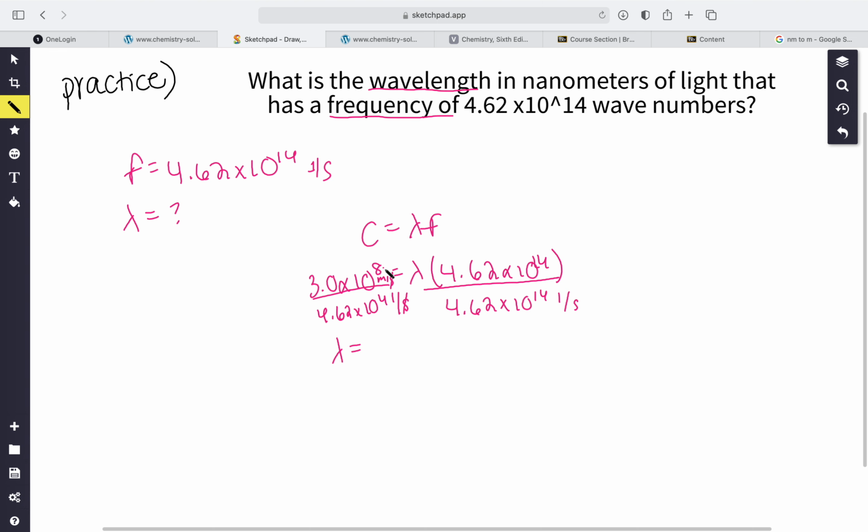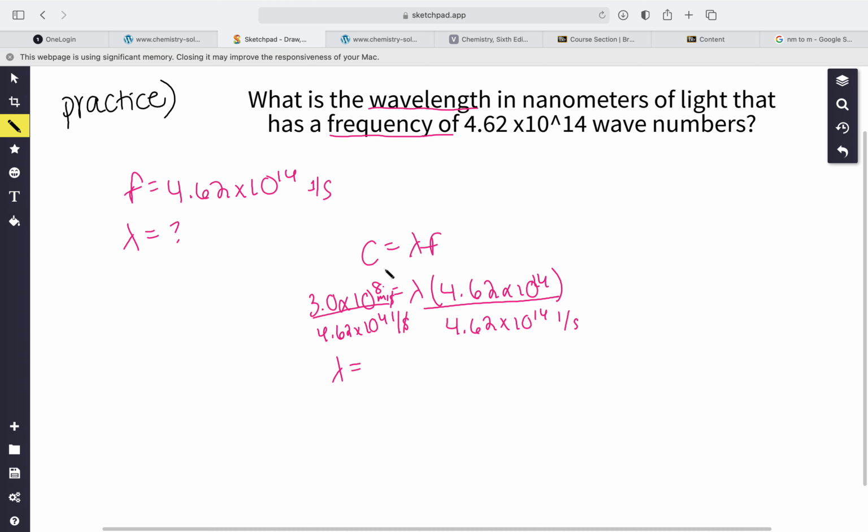So let's do that calculation on our calculator. We have 3 times 10 to the 8th divided by 4.62 times 10 to the 14th, and we will get 6.49. Your calculator might say something like 6.4935 and so on, but sig figs is only going to get us to 3 because we only have 3 here. It's times 10 to the negative 7. So now let's convert that into nanometers.